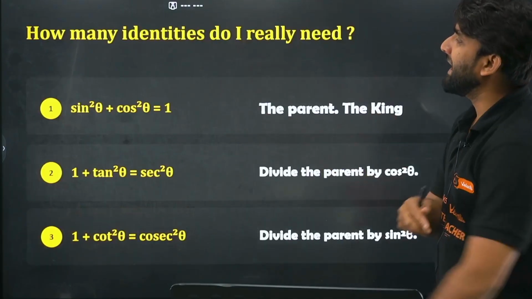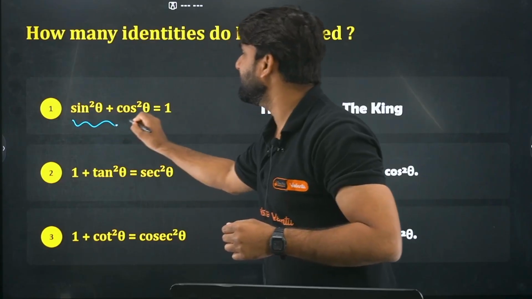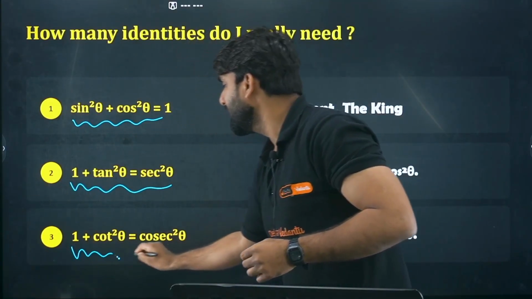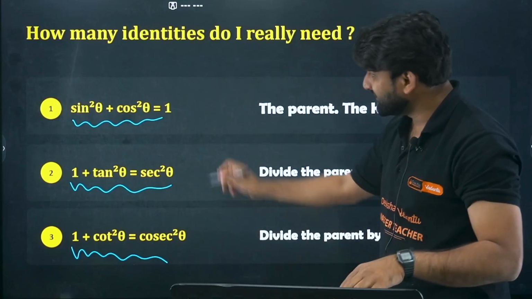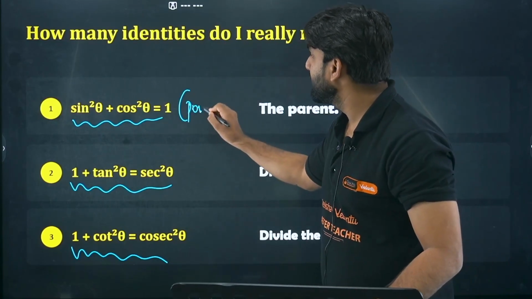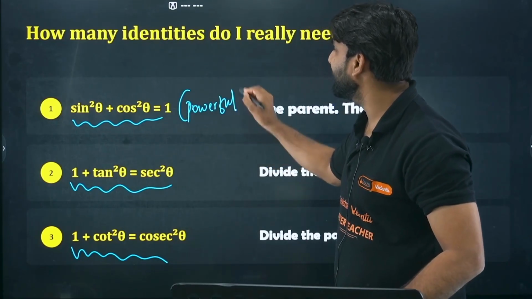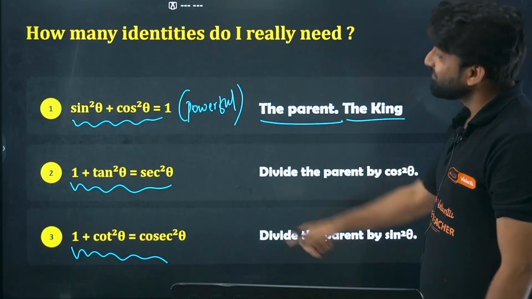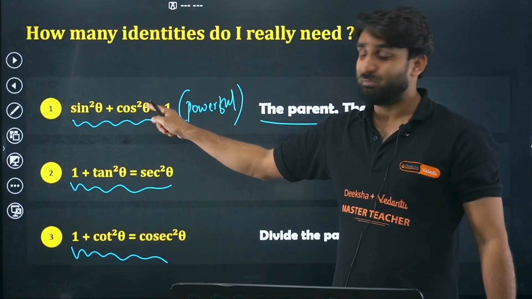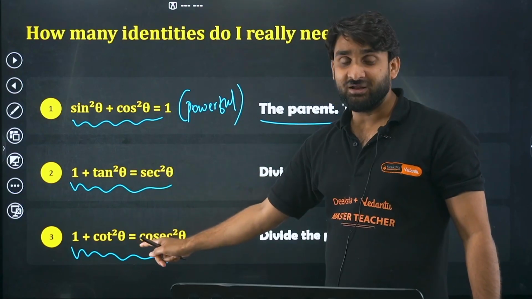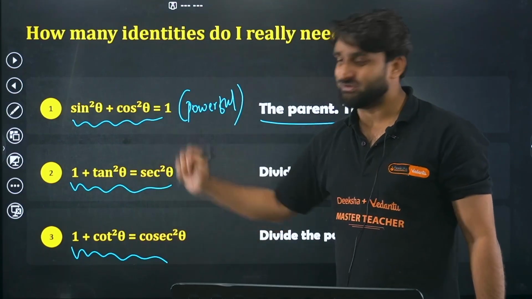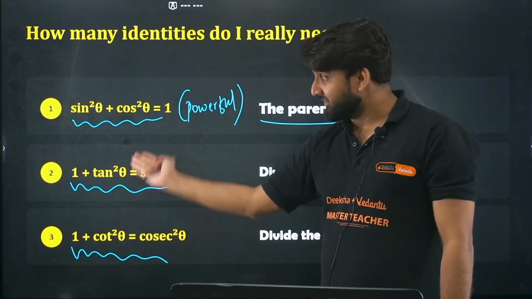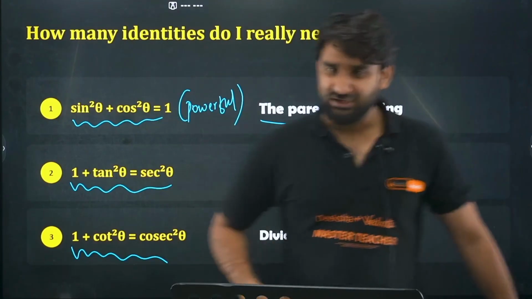Now moving ahead, identities. So we have 3 identities. These are the 3 formulas. Sine square theta plus cos square theta is equal to 1, then the second and third. And do you know, this is the powerful one. This is the parent. That's why I have mentioned here parent. And this is the king. My dear, this is the king, because the second and third identities are produced from this only. We can deduce these 2 identities from this directly. Let me show you how.